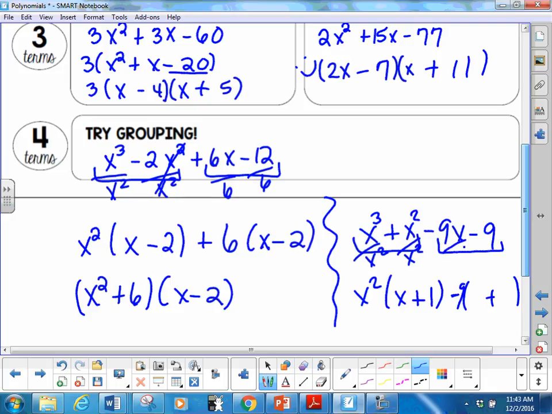So if I divide both of these by 9, you get an x and a 1. Step back. And hopefully you see 2 common factors. X plus 1. I'm going to factor out an x plus 1. I factor out an x plus 1 here. It leaves me x squared minus 9.